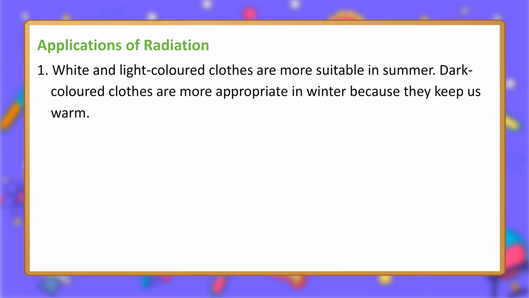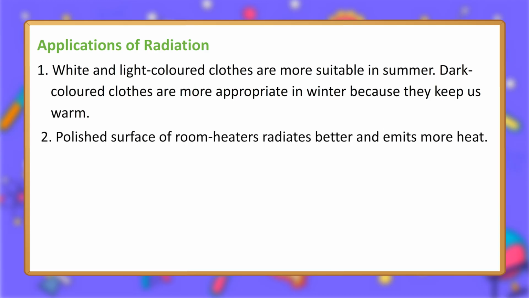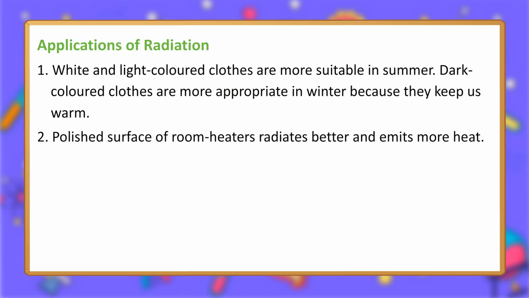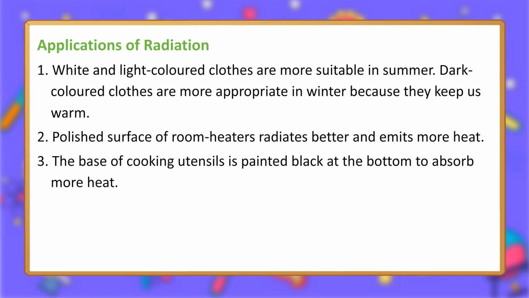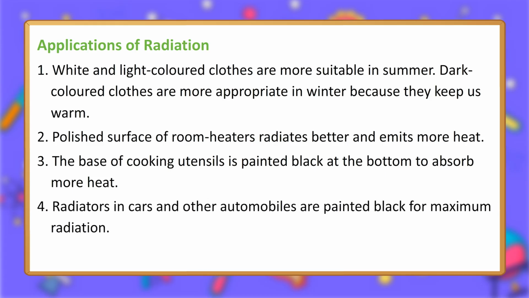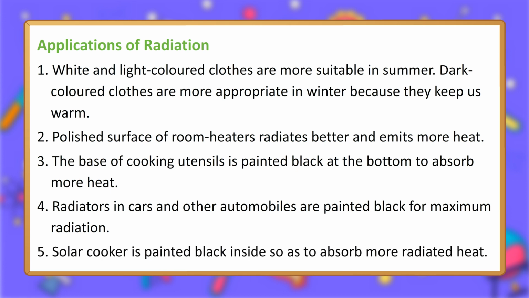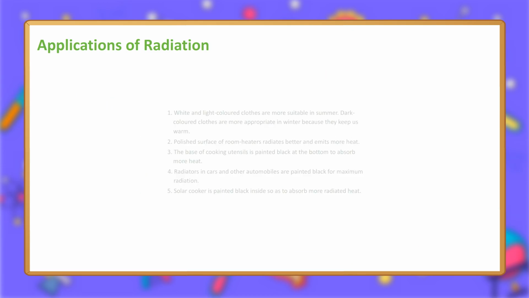Applications of radiation. 1. White and light-colored clothes are more suitable in summer. Dark-colored clothes are more appropriate in winter because they keep us warm. 2. Polished surface of room heaters radiates better and emits more heat. 3. The base of cooking utensils is painted black at the bottom to absorb more heat. 4. Radiators in cars and other automobiles are painted black for maximum radiation. 5. Solar cooker is painted black inside so as to absorb more radiated heat.